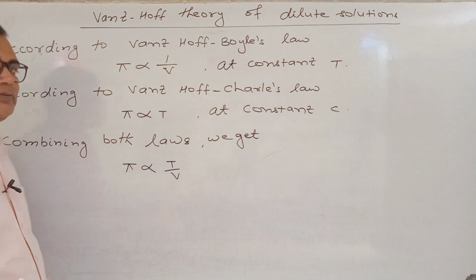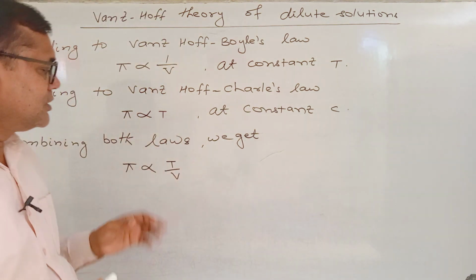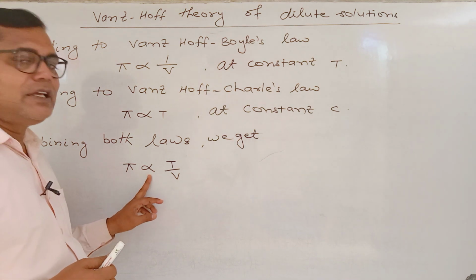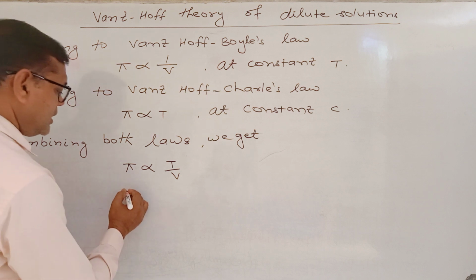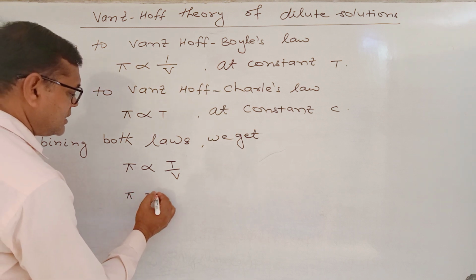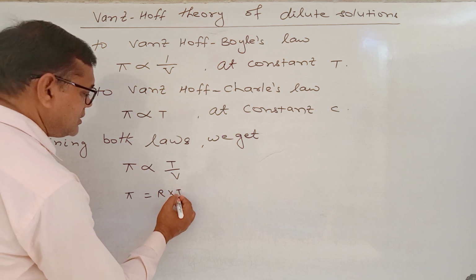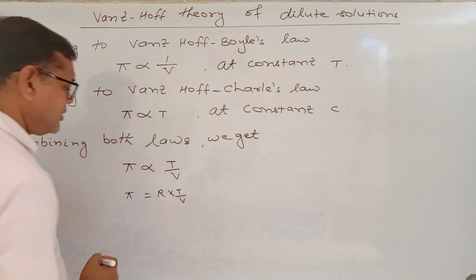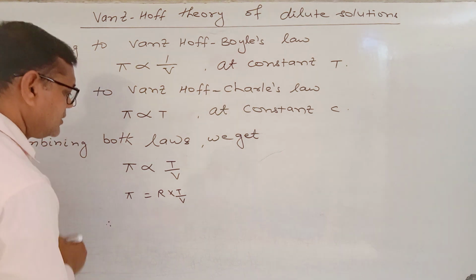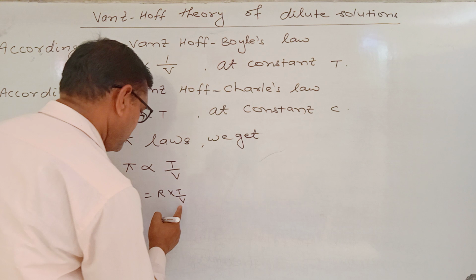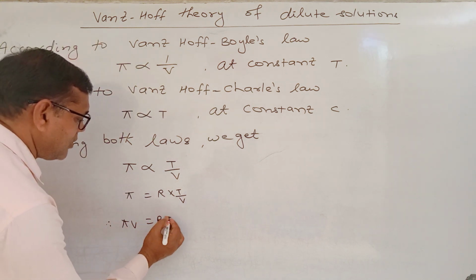Now we convert this proportionality symbol into equals. Therefore here we write pi is equal to R into T upon V. Therefore we write pi V is equal to RT.